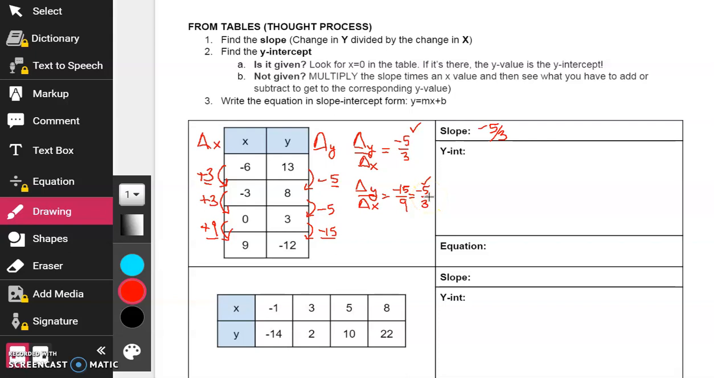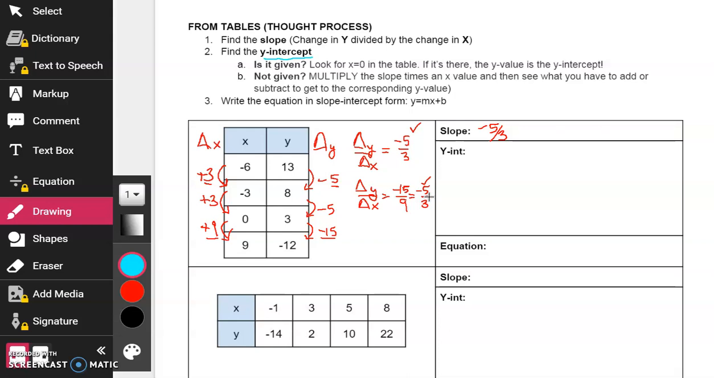You could use Desmos right there if you're uncomfortable with simplifying your fractions. That's okay. All right, so slope is the first thing you want to find because it's going to help you out here. Next we want to find the y-intercept. That's where on a graph it crosses the y-axis. So we're looking for where x is 0, and then what's the y coordinate.